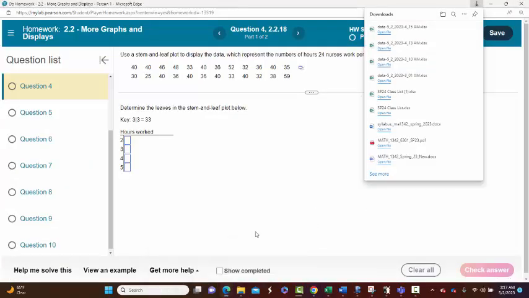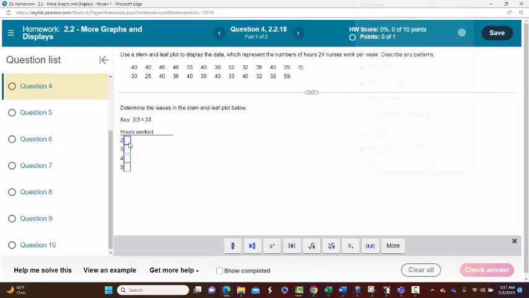We only got one number in the 20s, 25, so what is this data? Number of hours nurses worked per week. So that's the end of that one.